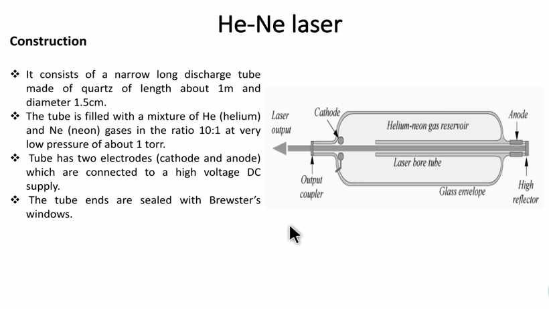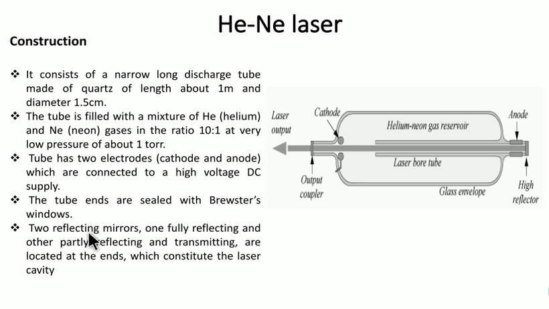The tube is sealed with a Brewster window, which is nothing but a plate that will minimize the optical noise, which is nothing but scattering, reflections, refractions. After that, two reflecting mirrors have been fixed, one is a fully reflecting mirror, and in this position is the partially reflecting mirror. When the photons oscillate, moving from left to right and right to left, once the photon gets high intensity, then only the laser light beam will be the output.